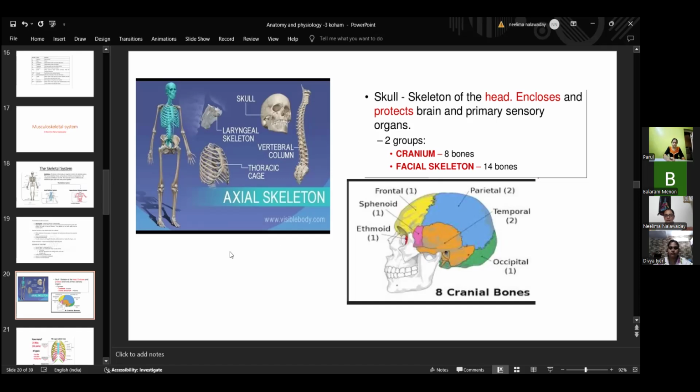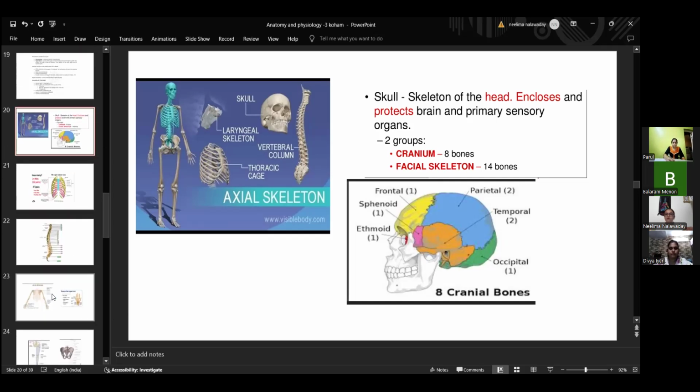And the appendicular skeleton forms the extremities, the 2 limbs of the upper extremity and 2 limbs of the lower extremity, hands and legs. That is called the appendicular skeleton. The appendicular skeleton is connected to the axial skeleton, and the axial skeleton is the central part of the skeleton: skull, ribs, and vertebral column. Is it clear? Now one by one we will see.